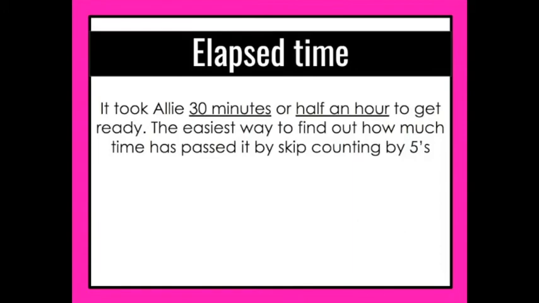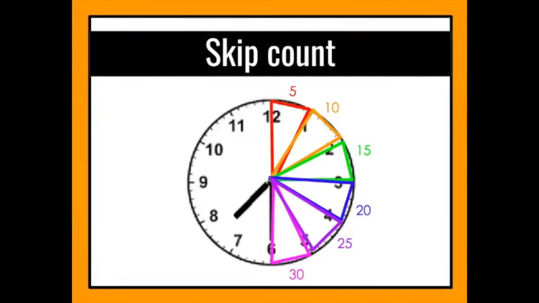The easiest way to find out how much time has passed is by skip counting by fives. So as you can see, between the 12 and the 1 is 5 minutes. Between each number is 5 minutes. So let's skip count until we get to 7:30. 5, 10, 15, 20, 25, 30. It took her 30 minutes to get ready.